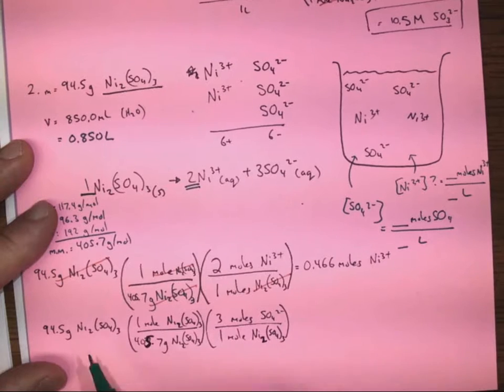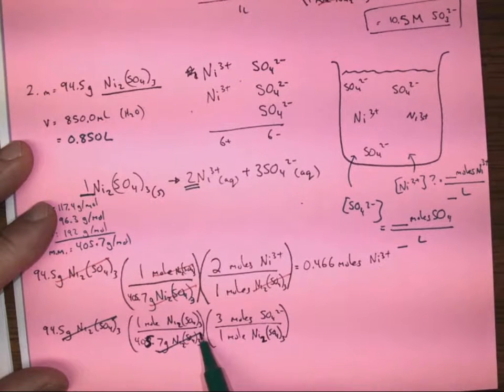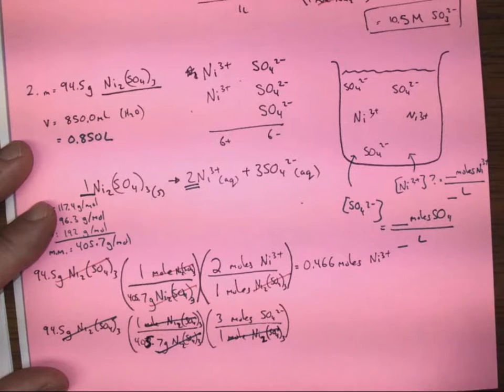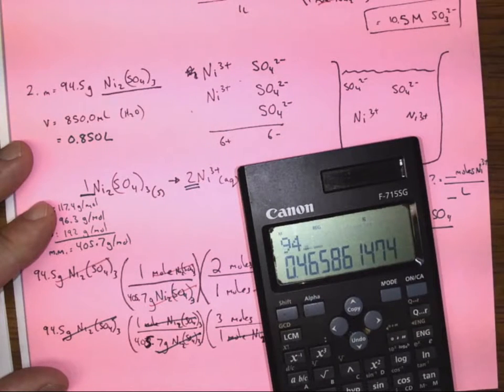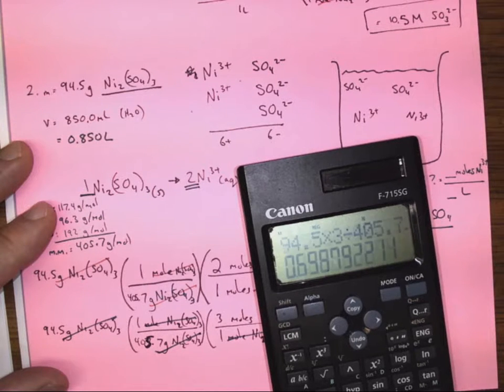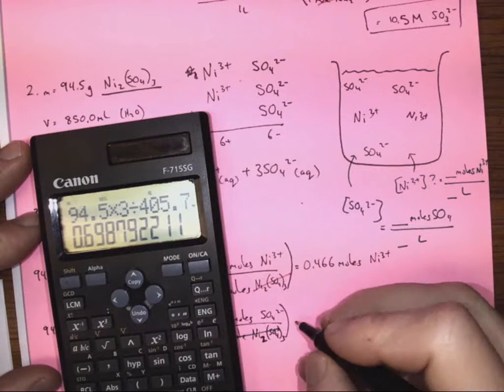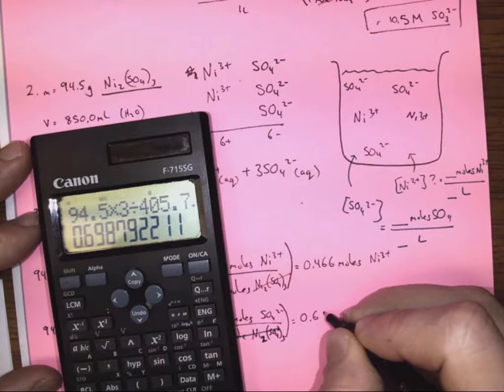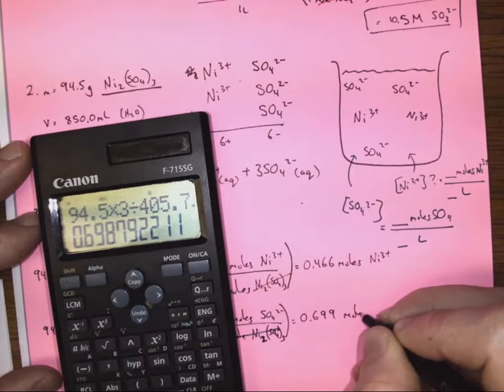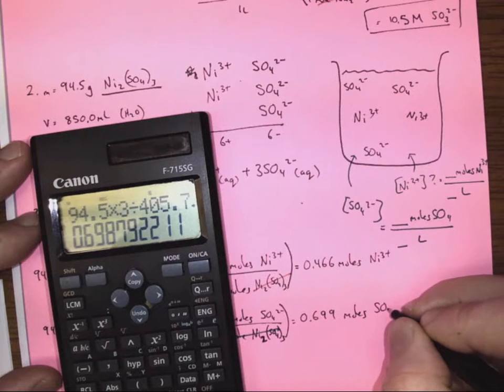All right, and then we see grams of nickel 3 sulfate canceling out, moles of nickel 3 sulfate canceling out, and we end up with moles of sulfate. So whatever 94.5 times 3 divided by 405.7 is, it's 0.699 moles sulfate.